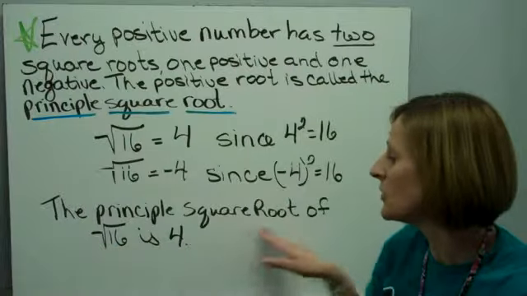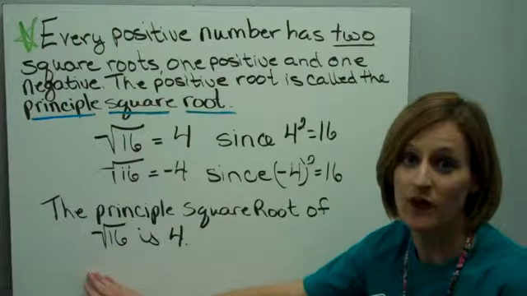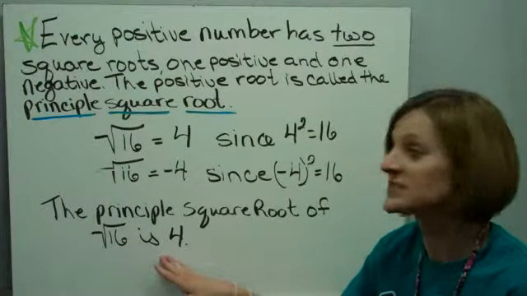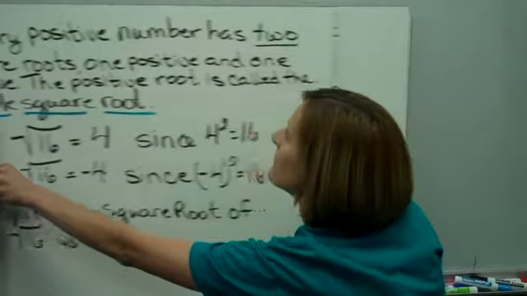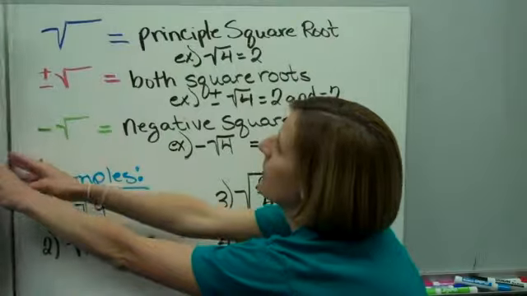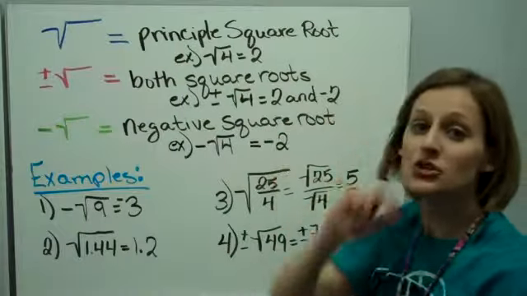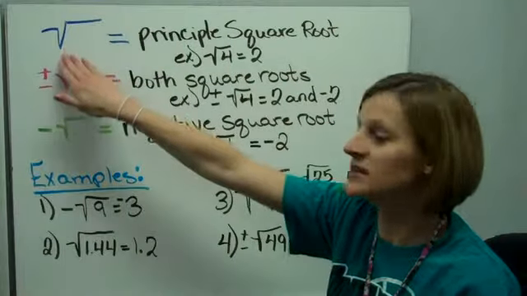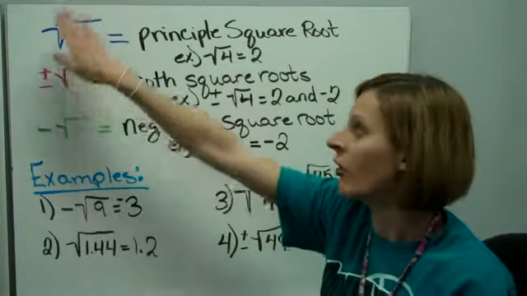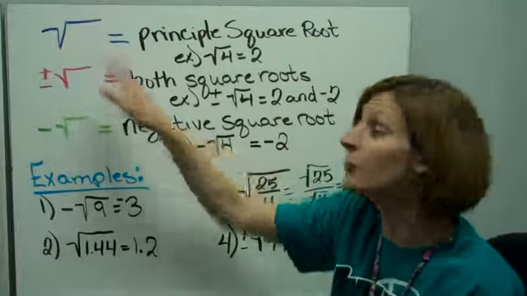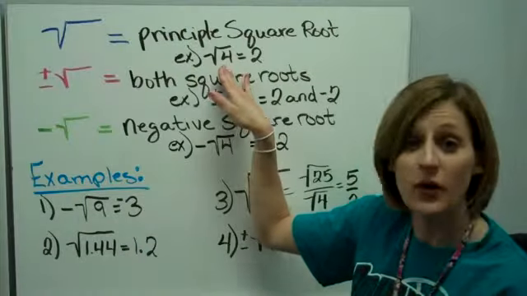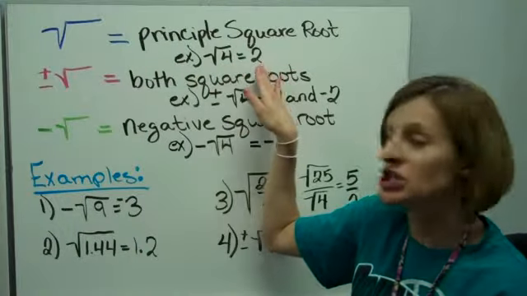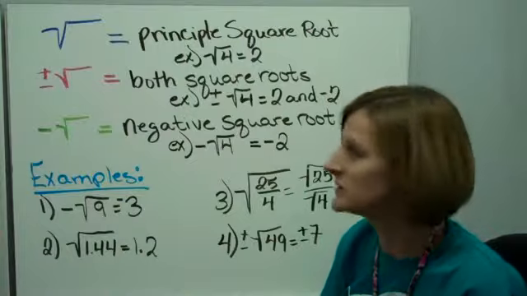Now the principal square root of 16 is going to be 4. It's the positive root. So, when you're doing problems, when you just see the radical sign, only this, it's asking for the principal square root, which is the positive root. So the square root of 4 is 2. That is your principal root.